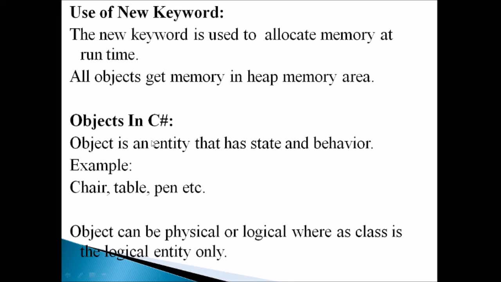And next thing is objects in C#. An object is an entity that has state and behavior. Okay, as we said earlier, a class is nothing but a collection of objects, isn't it? An object is simply an entity. For example, chair, table, pen, and many other things are called objects. These objects can be either physical or logical, whereas a class can be only a logical entity.